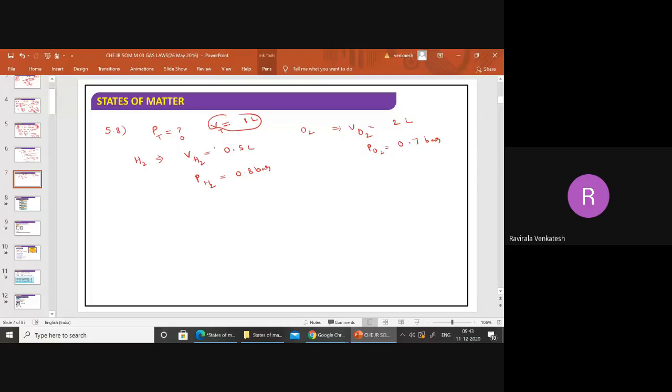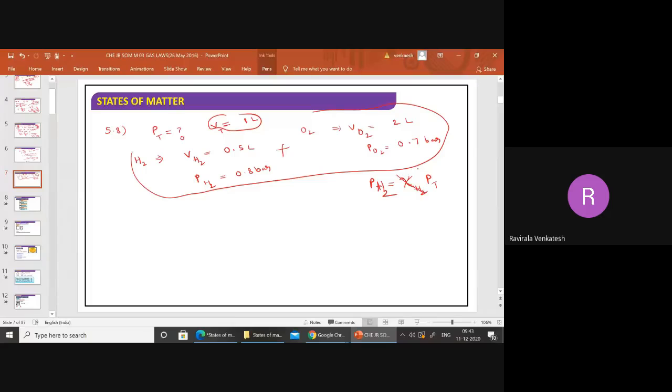When they are mixing, what happened? What will be the pressure of the gaseous mixture when they mix these two? Now in this case, I can't use Dalton's law. Why? Because what is Dalton's law? P total is equal to... sorry, partial pressure of hydrogen is equal to mole fraction of hydrogen into P total.